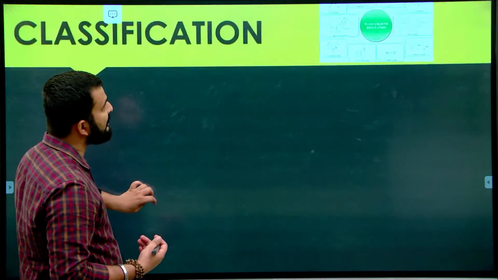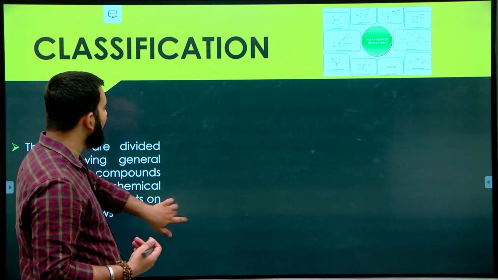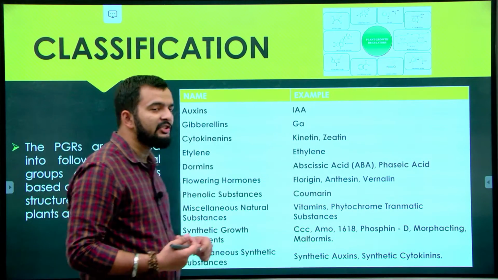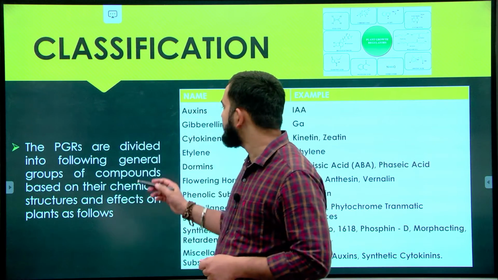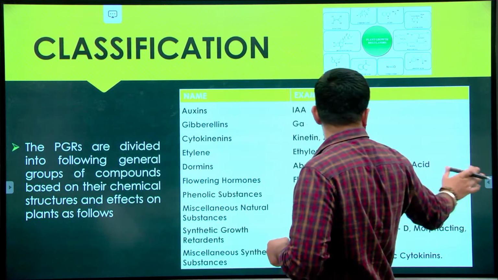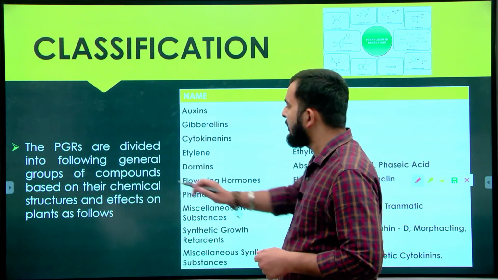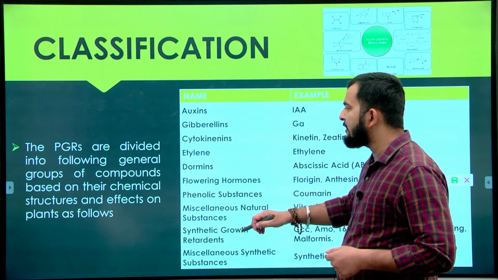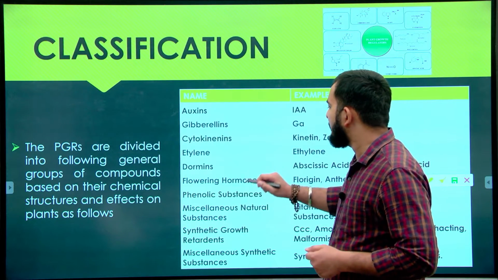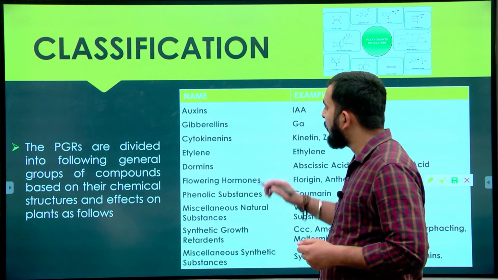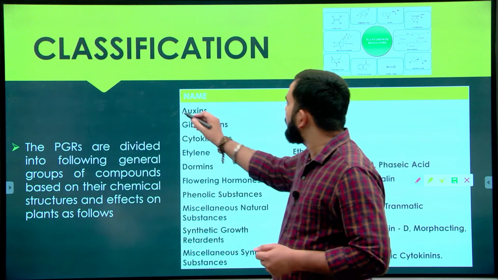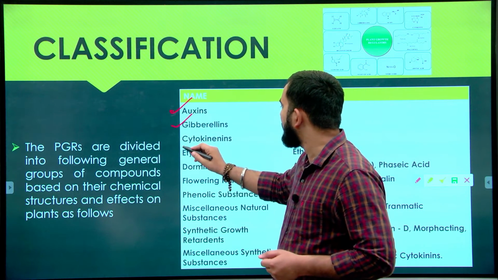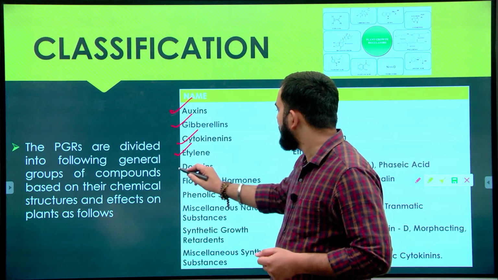Now under classification, your PGRs, or plant growth regulators, can be divided into these general categories. They are divided based on their chemical composition or the effect exerted by them. So first you have auxin, then gibberellin, cytokinins, ethylene, and others.